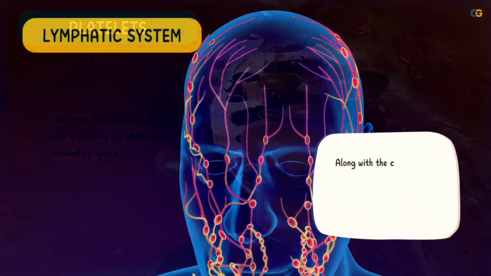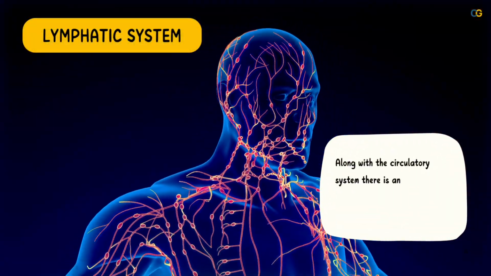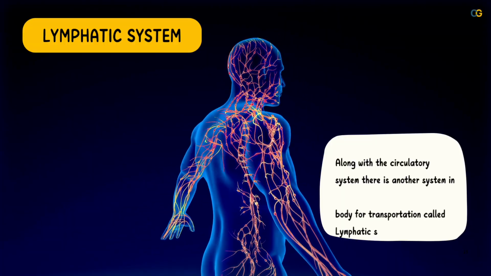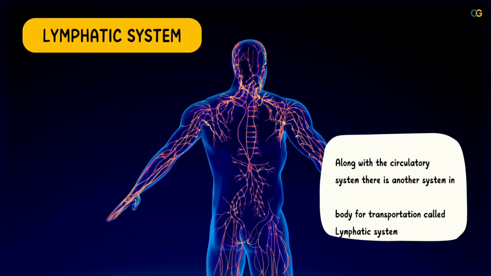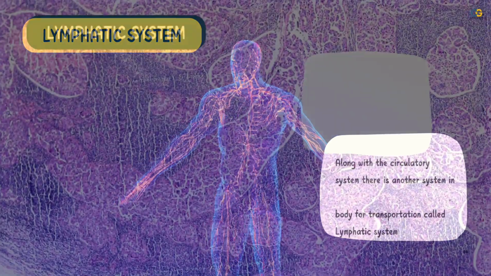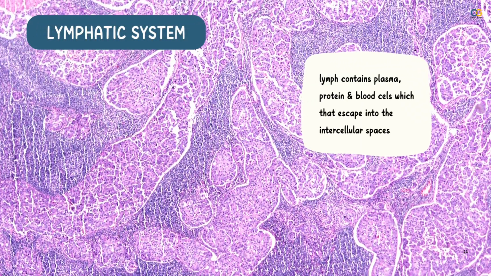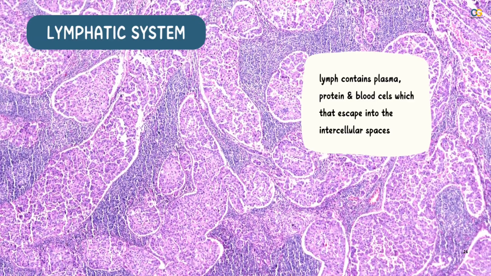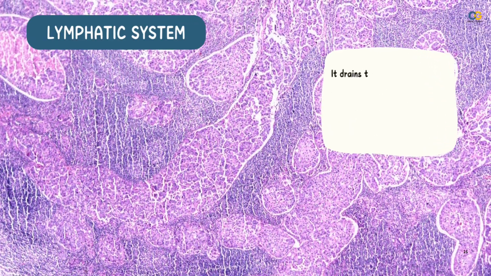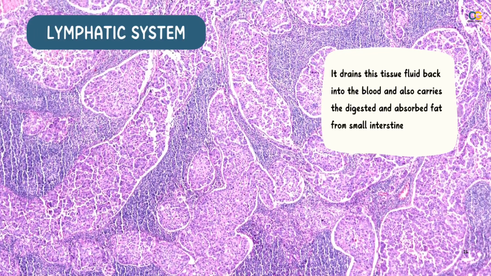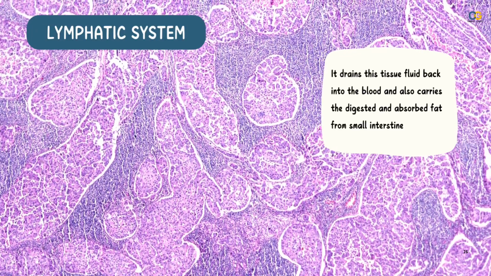Now, along with the circulatory system, there is another system in the body for transportation of fluids, which is called lymphatic system. Lymphatic system transports lymph. Lymph is nothing but plasma, protein and blood cells that have escaped into the intercellular spaces. This drains the tissue fluid back into the blood and also carries digested and absorbed fat from the small intestine to all parts of the body.